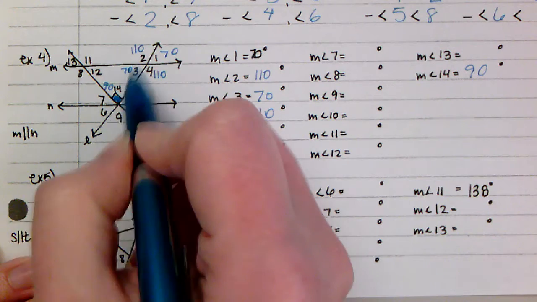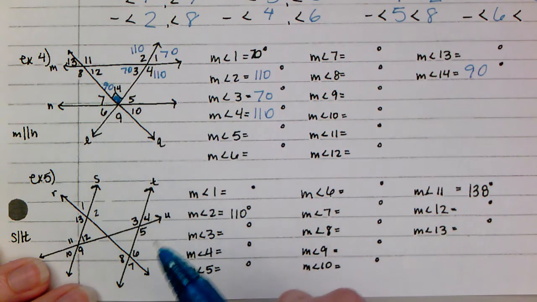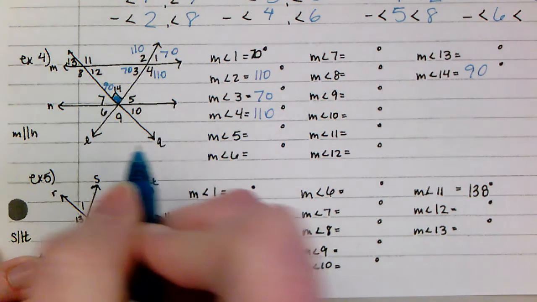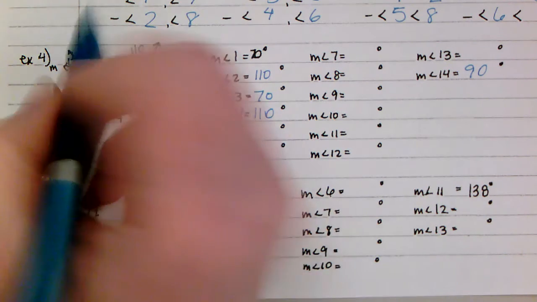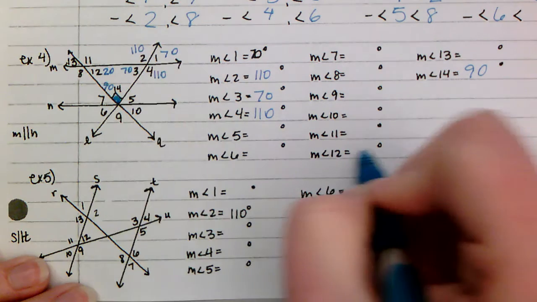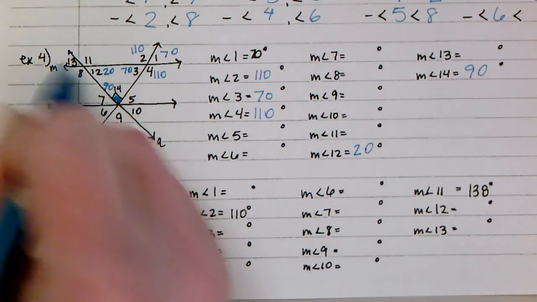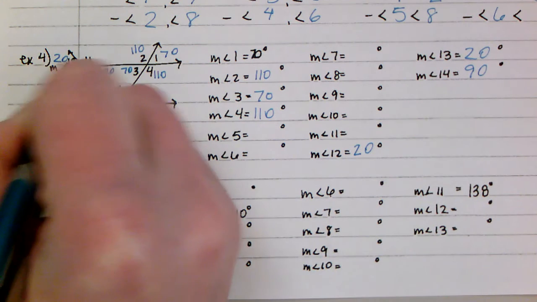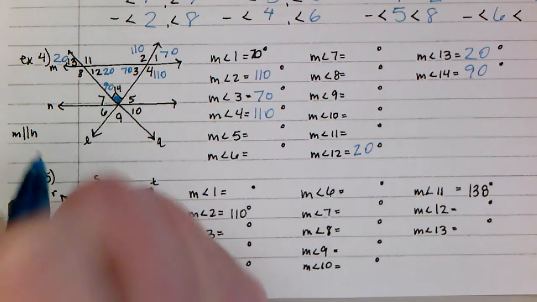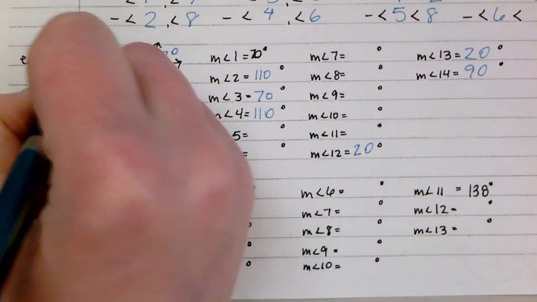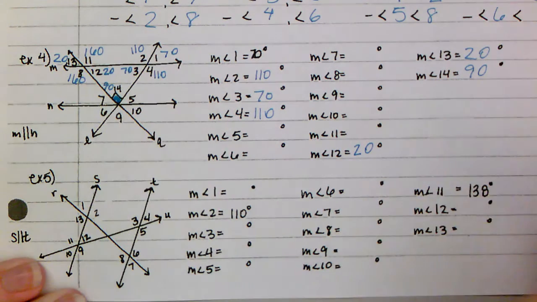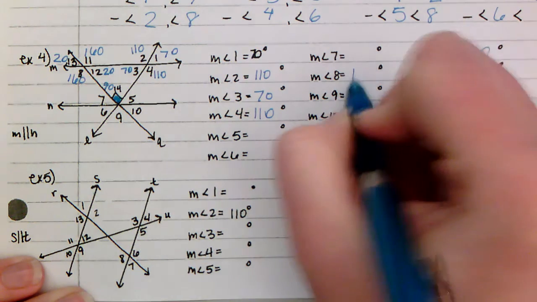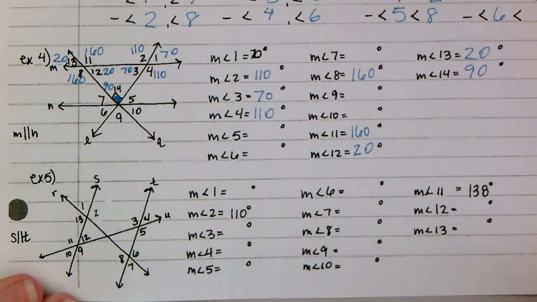And I know that this triangle here in the middle, I know that triangles have 180 degrees, which means that 180 minus 90 minus 70 leaves angle 12 to be 20 degrees. 13 is vertical to 12, so 13 is 20 also. And then 11 is supplement to 13, so that's 180 minus 20, which is 160. Angle 8 is vertical to angle 11, so we get 160 for both of those.